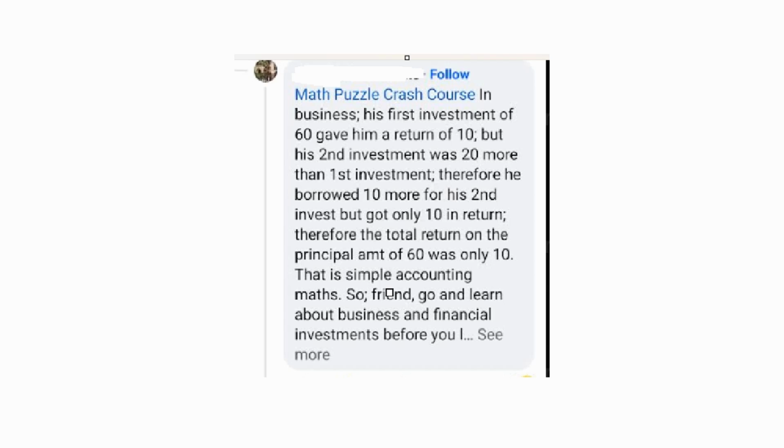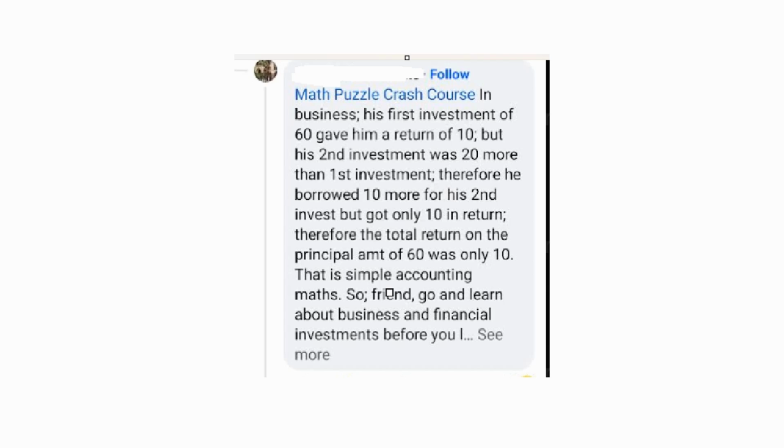He's thinking that just because his second investment was $20 more, he had to put in $80 more the second time. Well, that's somehow a loss. And then he's thinking, well, then he borrowed $10 more for his second investment, but only got 10 in return. Therefore, the total return on the principal amount of 60 was only 10. That is simple accounting math. So, friend, go and learn about business and so on and so on.